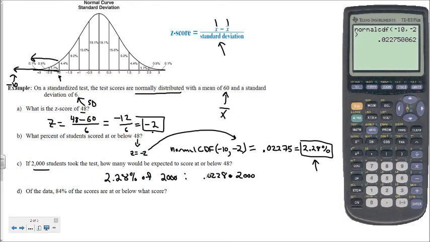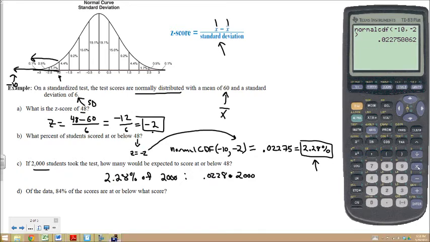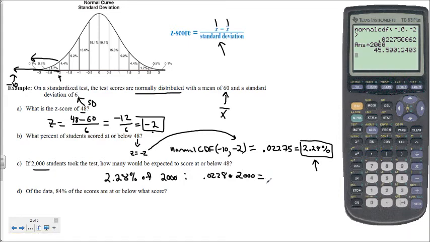Well, I actually have that entire value unrounded still in my calculator, so I'm just going to take that value and multiply by 2,000 so that I have no rounding error, and I get 45.5. Well, since I can't have half a student, I'm just going to say that it's somewhere between 45 or 46 students. So somewhere between 45 and 46 students would score at or below 48, again, because you cannot have half a student.